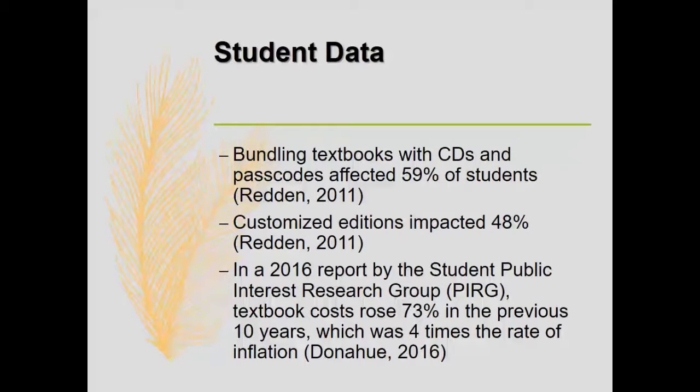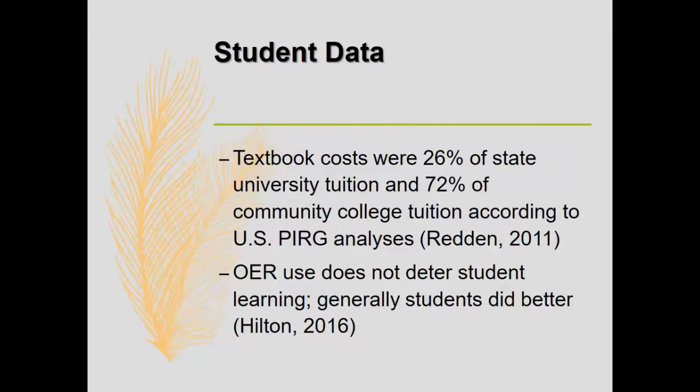And you're probably all familiar with the Student Public Interest Research Groups, the PIRGs. They did a study, and textbook costs rose 73% in 10 years, four times the rate of inflation. They looked at another PIRG report, that textbooks were 26% of university tuition and 72% of community college tuition. So that's insane, right? Research proved that it didn't harm students' learning, and generally students did better.